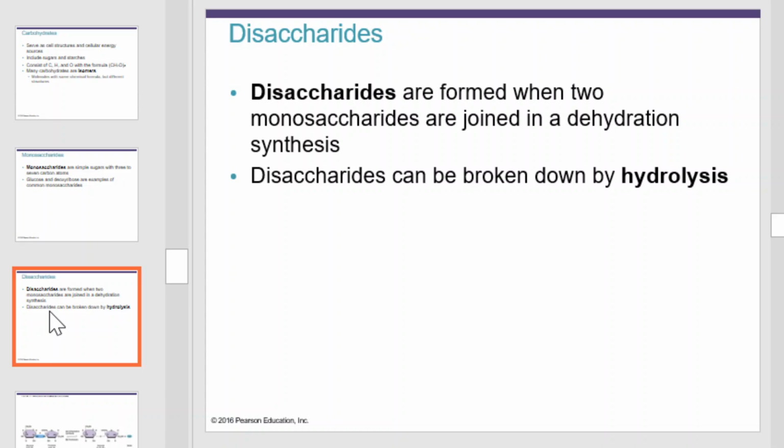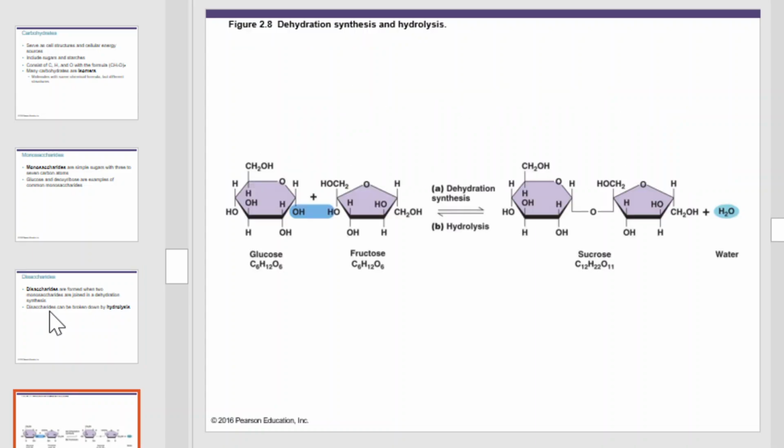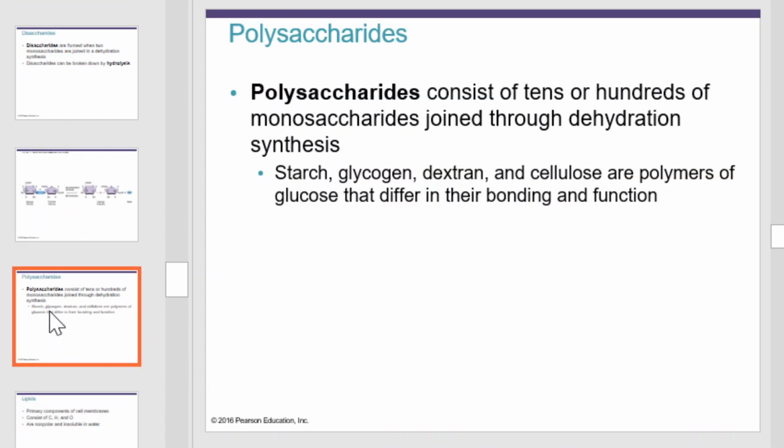Disaccharides are formed when two monosaccharides are joined in a dehydration synthesis reaction. Disaccharides can be broken down by hydrolysis, which again is the addition of water to break the bond. This is an example of glucose and fructose undergoing dehydration synthesis when read from left to right. When read from right to left, a hydrolysis reaction occurs. Polysaccharides consist of tens or hundreds of monosaccharides joined through dehydration synthesis. Starch, glycogen, dextran, and cellulose are polymers of glucose that differ in their bonding and function.